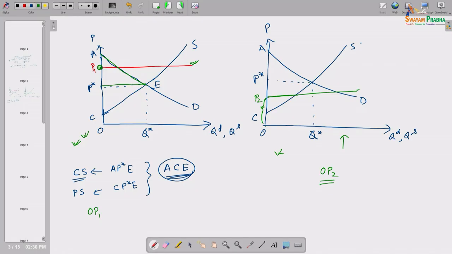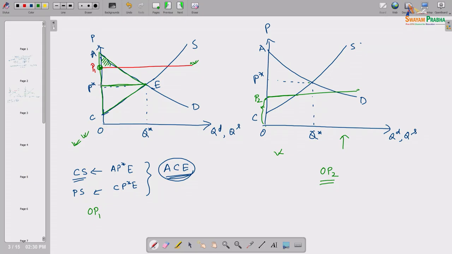So, if that is the case, what will happen? Look here. Earlier, our consumer surplus was this triangular area, the consumer surplus we could generate domestically. Now, since the price is way above, consumer surplus is reduced to this much area only. Earlier, producer surplus was this much.